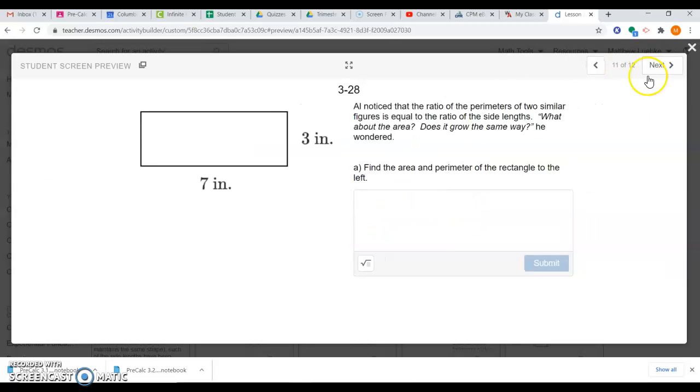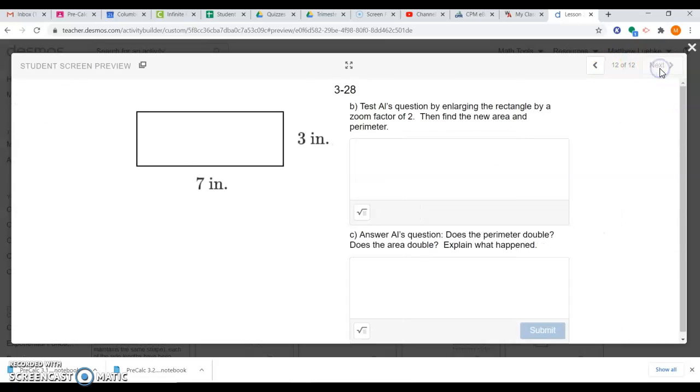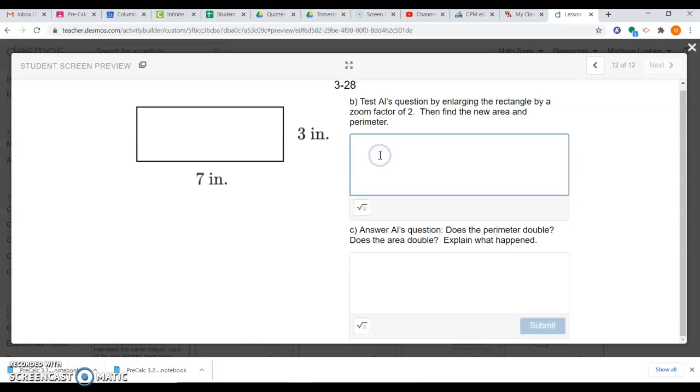Lastly, we have looking and investigating area. So we want to find the area of this shape on the left. Not too bad, right? Base times height. Then, kind of my fault here, I didn't add a drawing feature onto this one, but we want to enlarge this rectangle by a zoom factor of 2. So the 7 becomes 14, the 3 becomes 6, and then we want to find the new area and the new perimeter. Okay, and we're going to write that in this box.